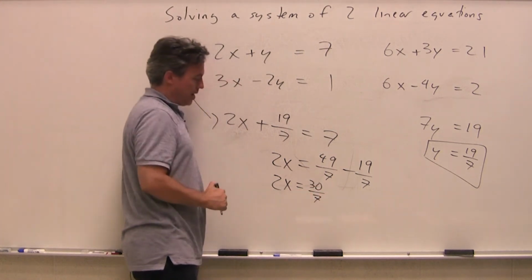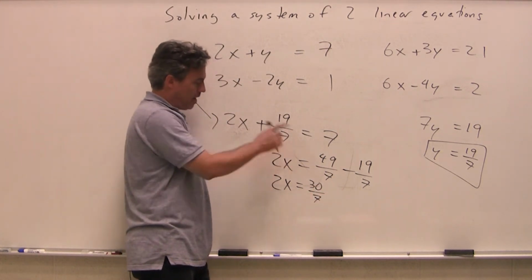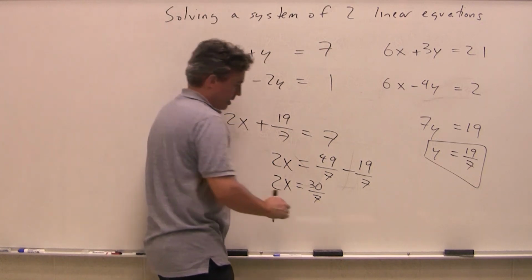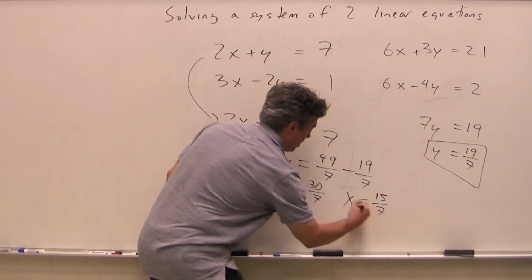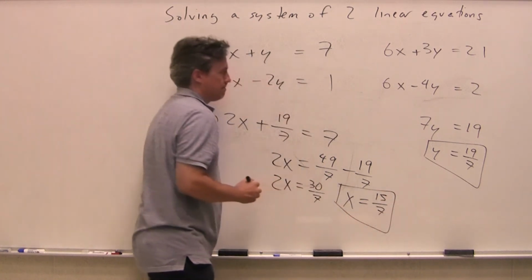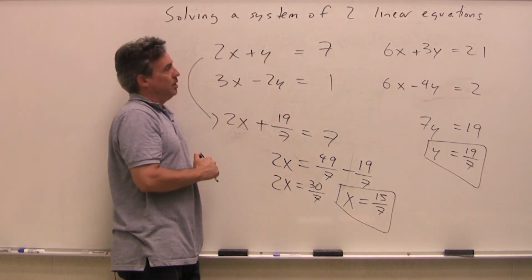But I didn't want 2x, I wanted x. So I divide both sides by 2, and I learned that x is 15 over 7. This method gets called elimination.